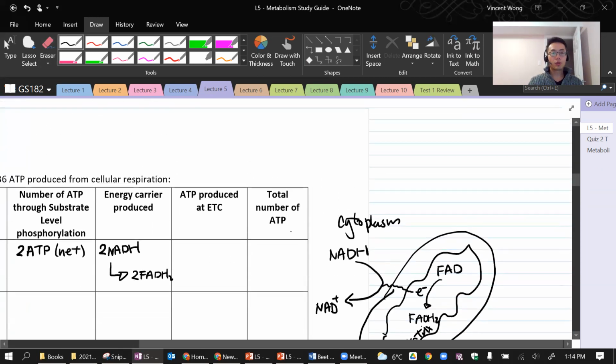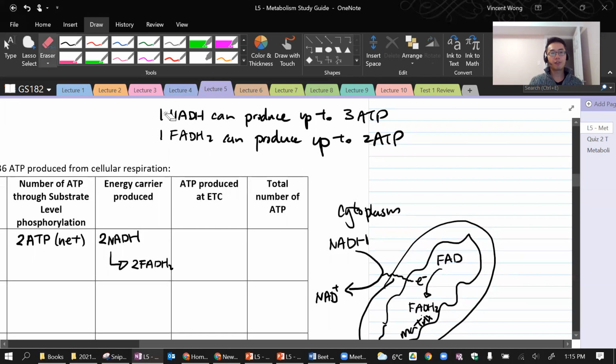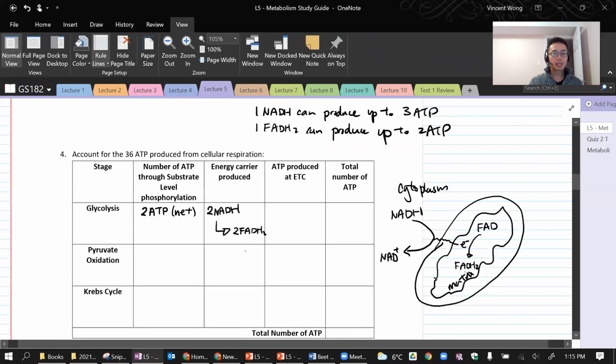So for those of you who don't remember, each one NADH can produce up to 3 ATP, whereas one FADH2 can produce up to 2 ATP. So FADH2 has less energy than NADH. Think of this as like a 9-volt battery, and this is like a AAA. This one packs more energy.